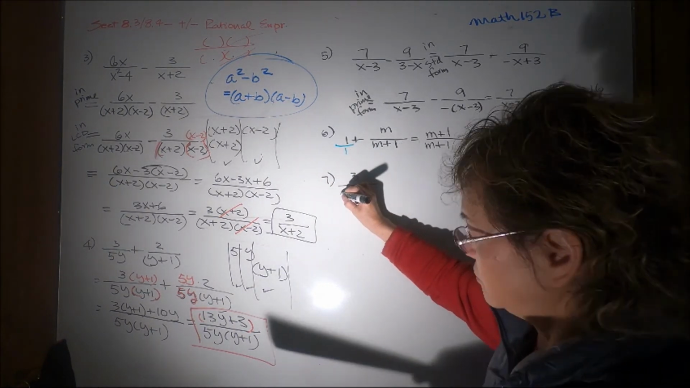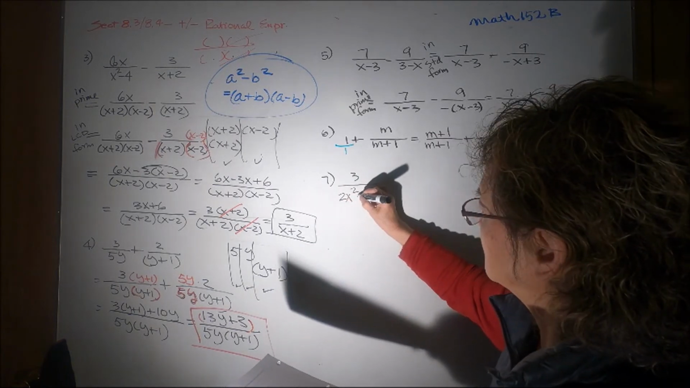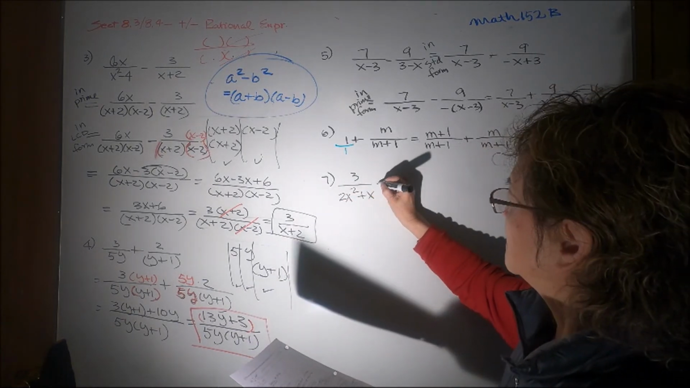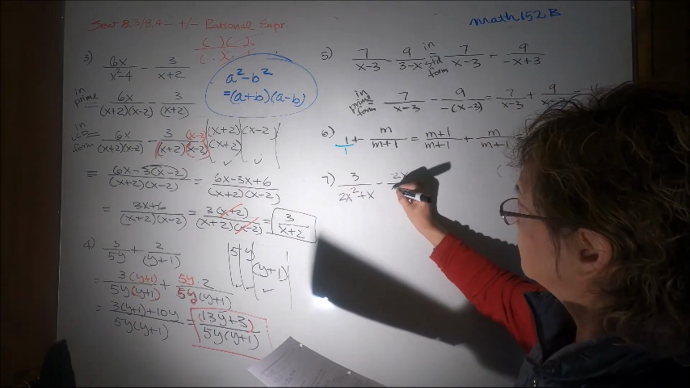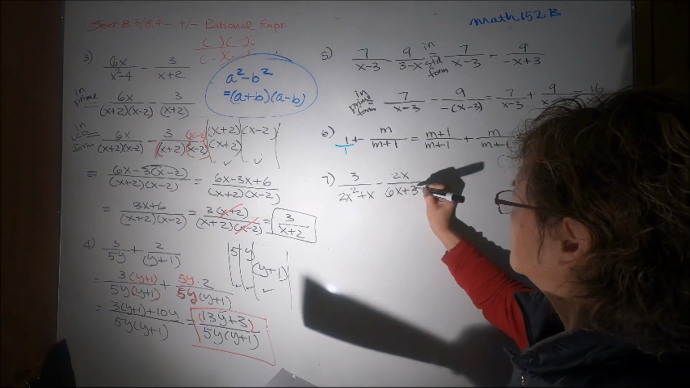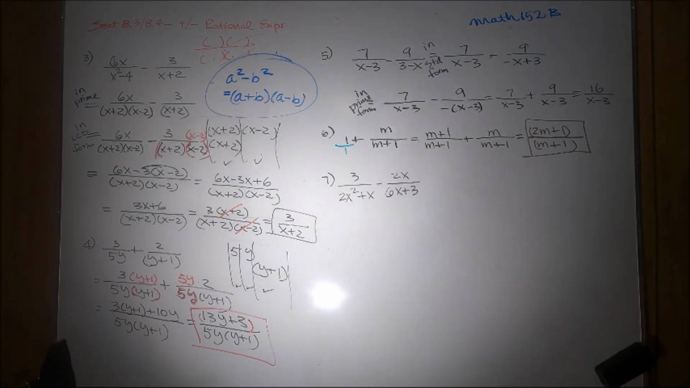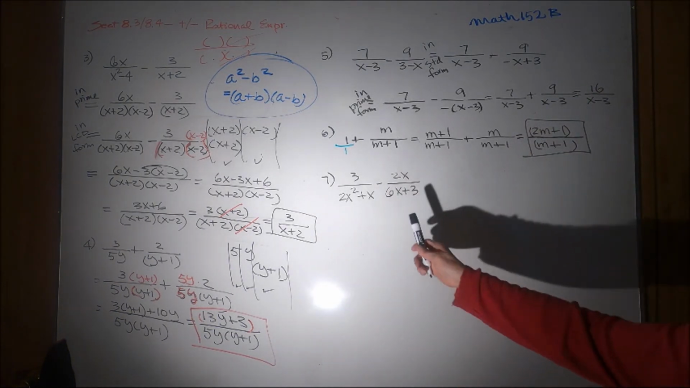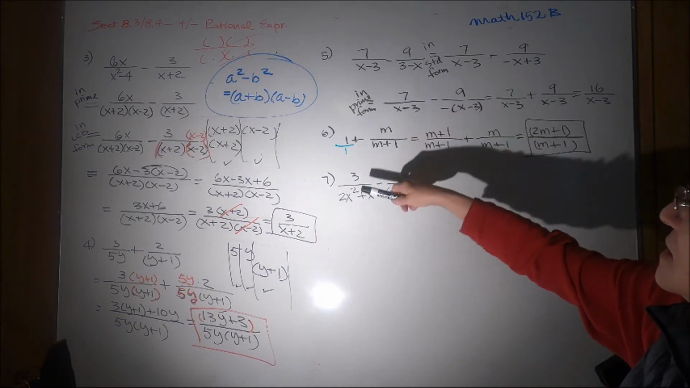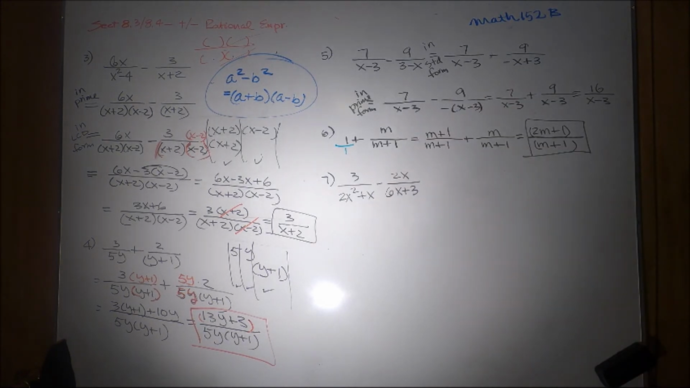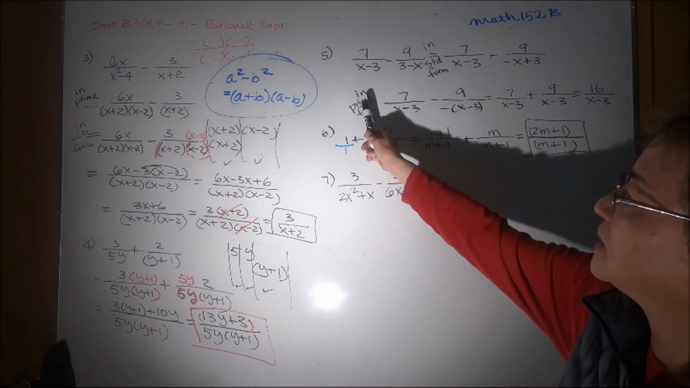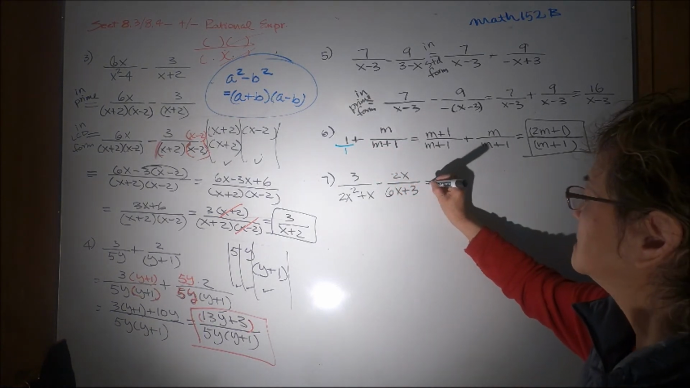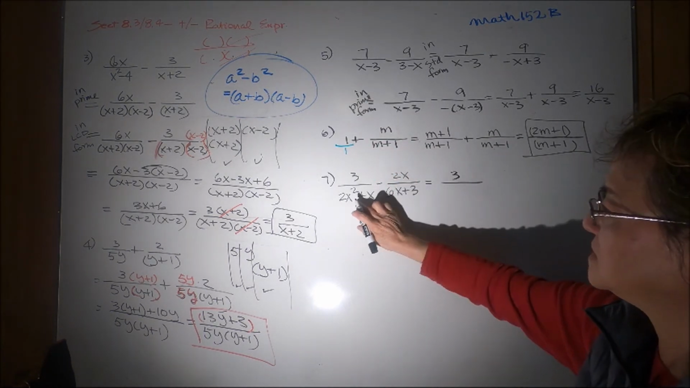Let's look at the next one. 2x squared plus x and minus 2x over 6 plus 3. So first we check if they are in standard form. Yes, they are. And next, we will write them in what? Prime forms. So that will be 3 for this one.